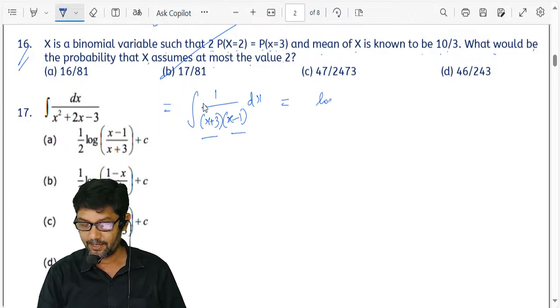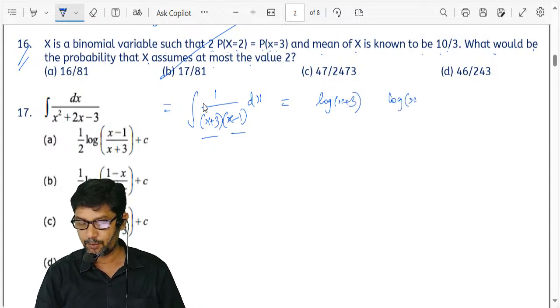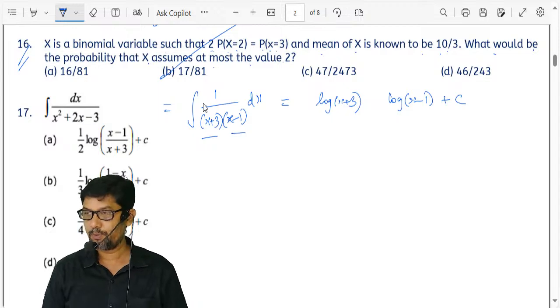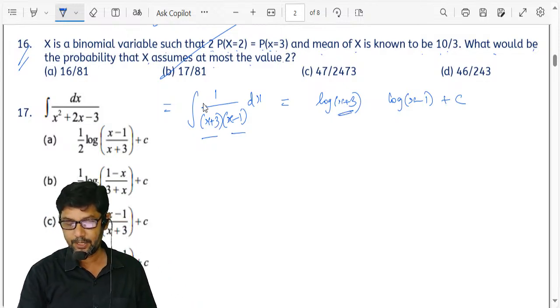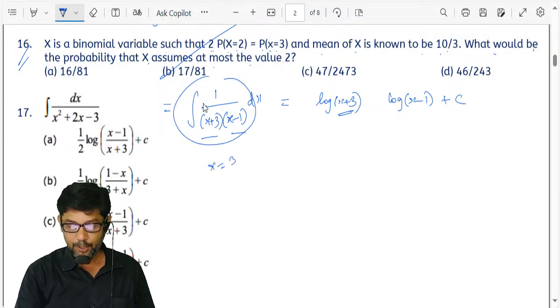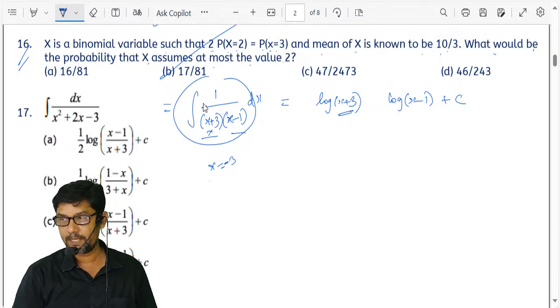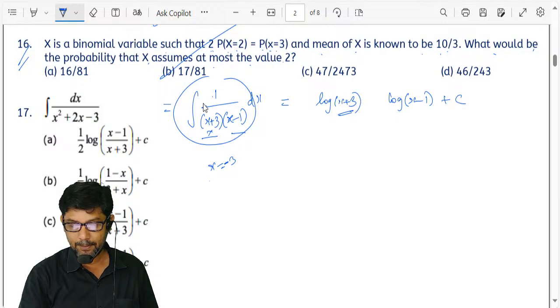So can we write it as log of x plus 3, log of x minus 1 plus c. This is the first line we should write. Next, what is here? X plus 3. That means put x is equal to minus 3 here. When you put x is equal to minus 3, except this x plus 3, in the rest of the places we have to put 1 by minus 3 minus 1, which is minus 4. So is it minus 1 by 4?